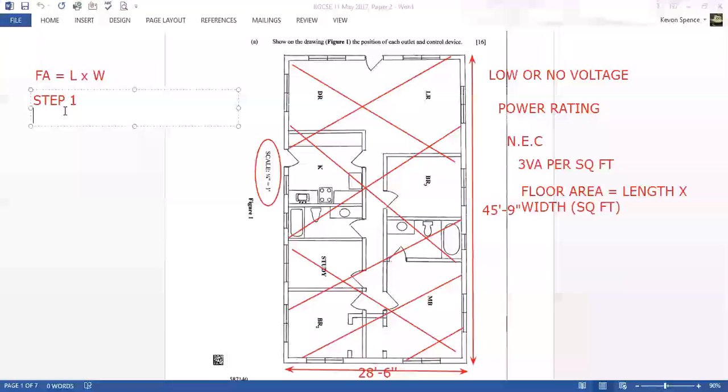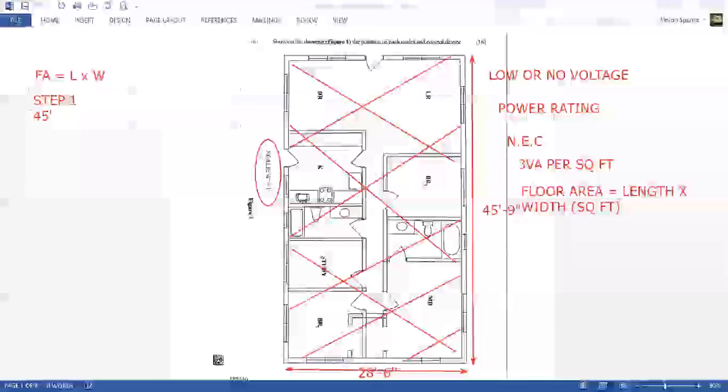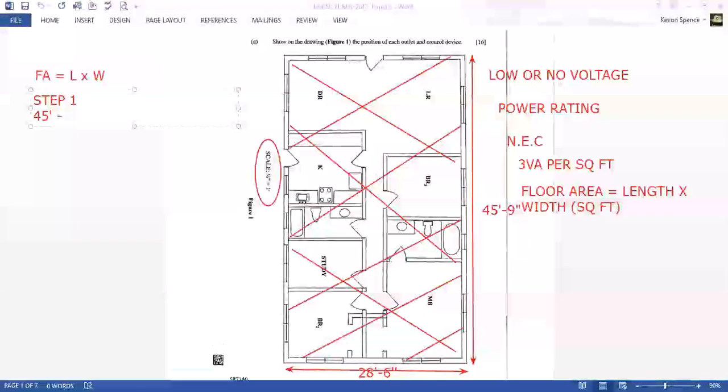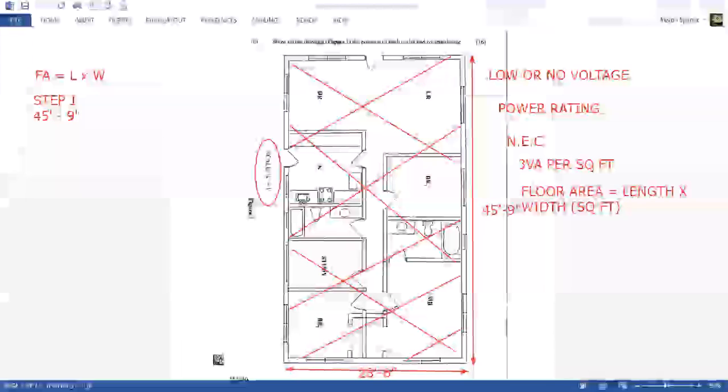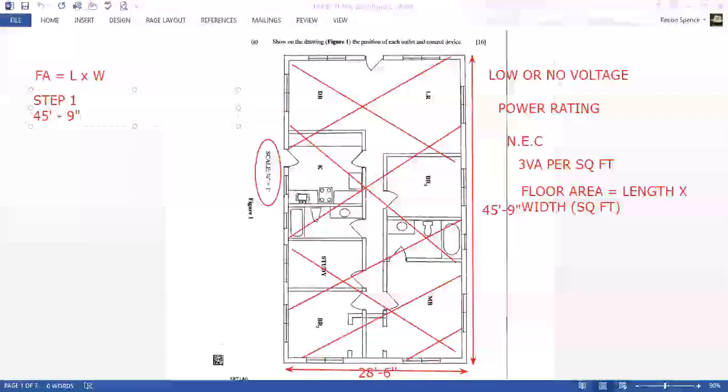I'll repeat the question. The first thing we're going to do, let me remind you, is convert the feet and inches into just feet. To do that, we take the inches and make them a fraction of a foot by placing the 10 inches over 12. So we'll get 45, writing this as a mixed fraction, 45 and 9 over 12.